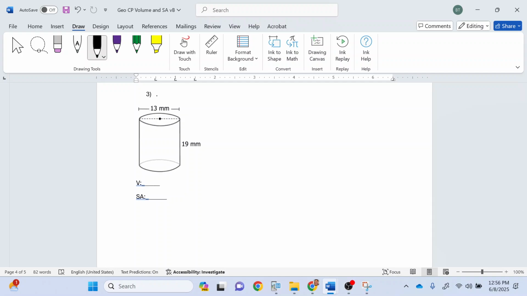Cylinders, okay? For the volume of the cylinder is capital B times H. Capital B is the area of the base. In this case, the base is a circle, so that's pi r squared times H. Now, remember, r is not 13. That's the whole diameter, so I need half of 13. So 13 divided by 2 is 6.5. So pi times 6.5 squared times my height, which is my 3D height, which is 19. So it is going to be 6.5 times 6.5 times 19.